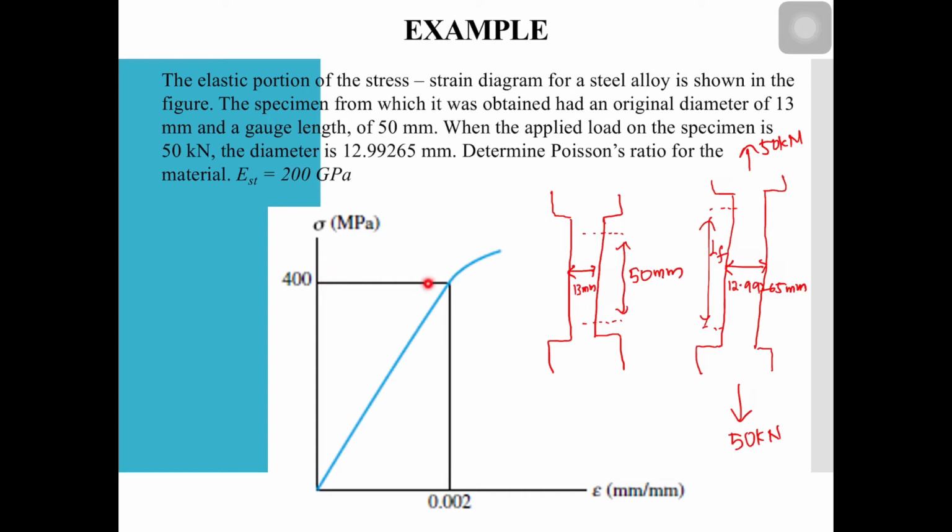What we can obtain from this figure: one is, of course, E. E is the slope for this one. The slope is basically 400 divided by 0.002, which equals 200 gigapascal. This one is megapascal, right? So actually it's given already in here. So you got this value also, 200 gigapascal.